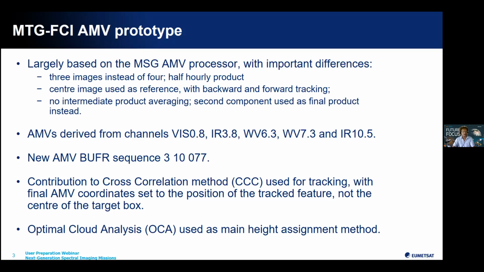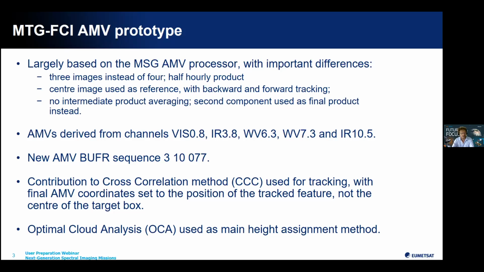The AMV will be derived from channels visible 0.8, infrared 3.8, water vapor channels at 6.3 and 7.3, and the window channel at 10.5. It is pretty similar to MSG SEVIRI. Only the infrared channel at 3.8 will be used in addition during night time.